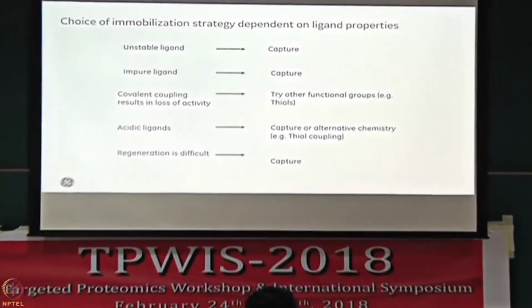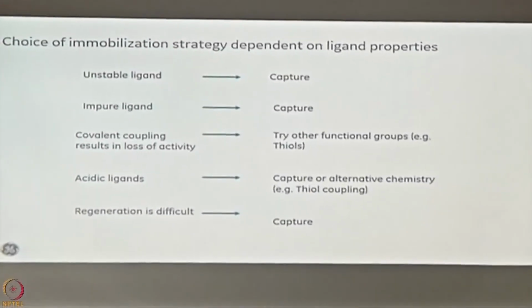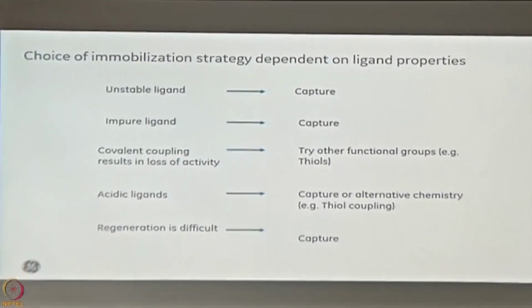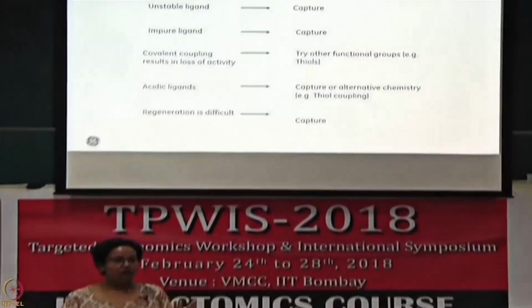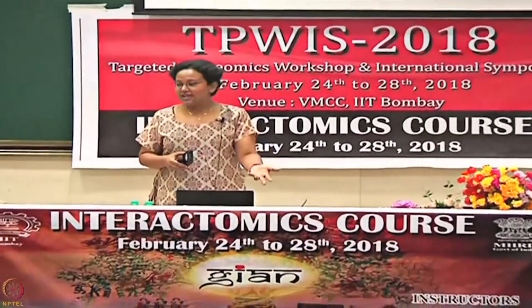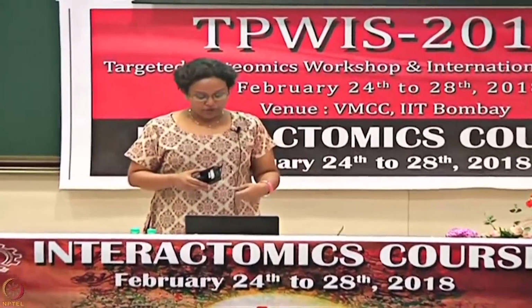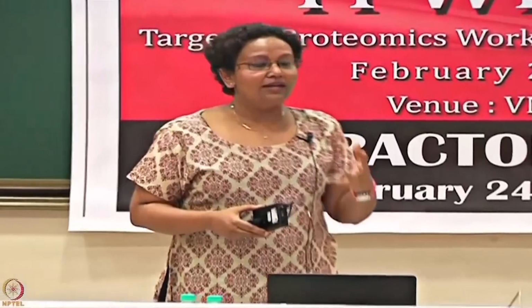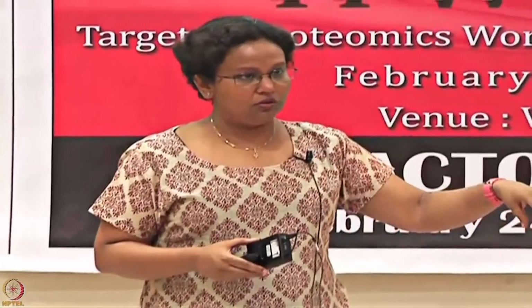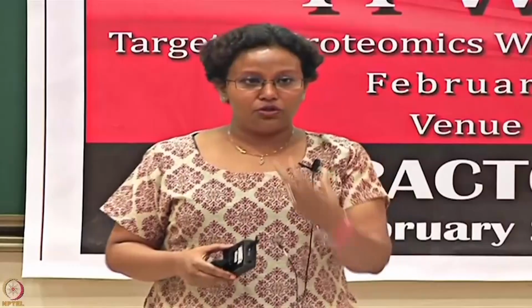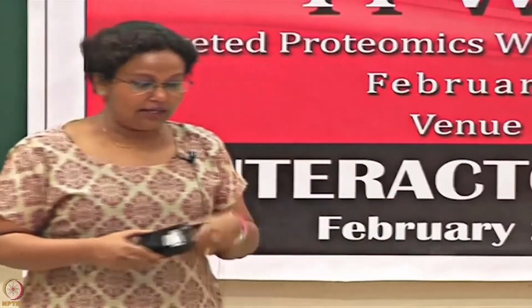Right. So, if your ligand is unstable, then you would use a capture method. If you are using a covalent chemistry to immobilize and your ligand loses its activity, then you would rather use a capture method. If it is an impure ligand, remember we said that your ligand needs to be very, very pure to be covalently linked on the surface. But if it is an impure ligand, then what you can do is capture it, right. So, you can capture only your specific ligands.